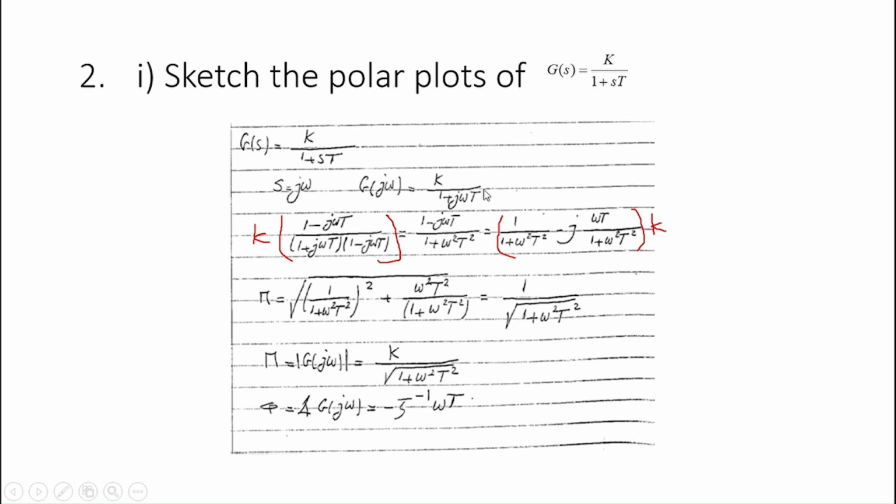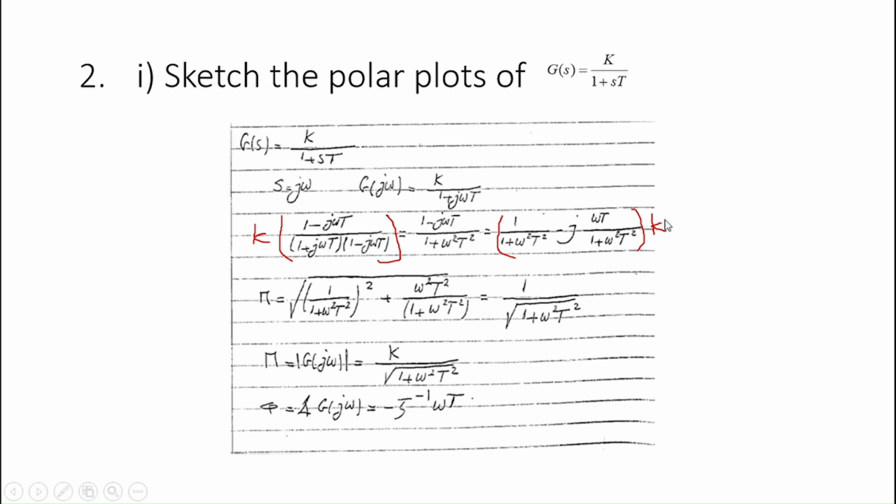We can further manipulate this, right? So that we can take j into the numerator, right? To do that, what we need to do is to multiply the numerator and denominator with the conjugate of 1 plus j omega T. That is multiplying numerator and denominator by 1 minus j omega T, right? So when we do that, we get 1 upon 1 plus omega squared T squared minus j omega T, whole thing upon 1 plus omega squared T squared, right? Whole thing multiplied by k.